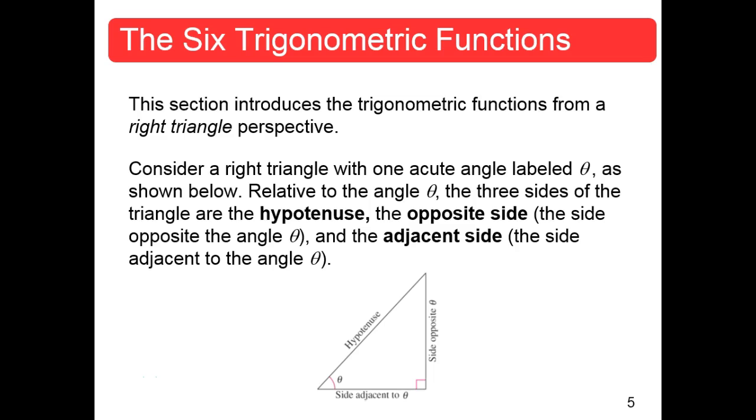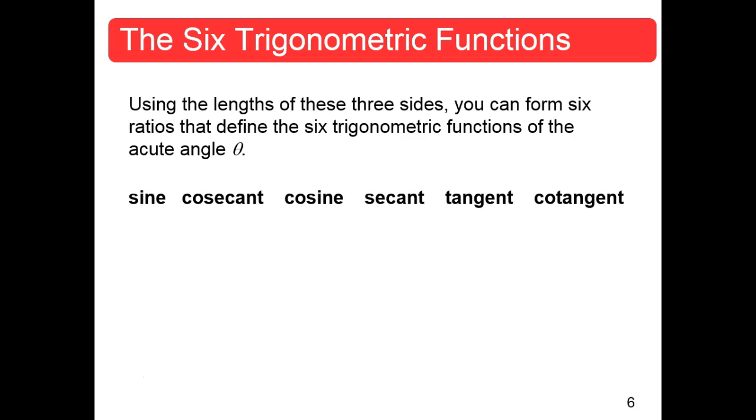Now, with those sides identified in mind, using the lengths of those 3 sides, these can be huge triangles, they can be tiny triangles. Doesn't matter what size. You can form 6 ratios that define the 6 trigonometric functions of that acute angle theta. Okay? Here are those. Again, sine, cosine, tangent, cotangent, secant, cosecant.